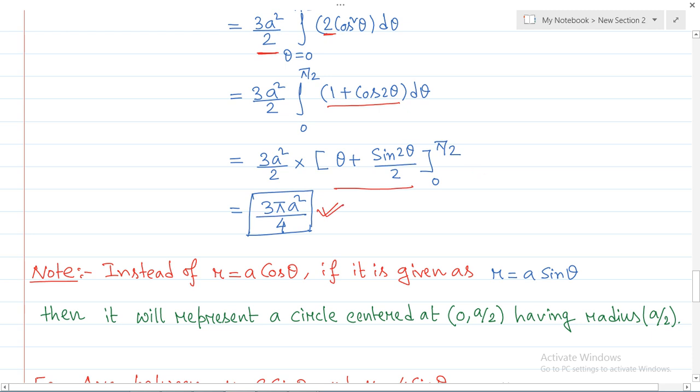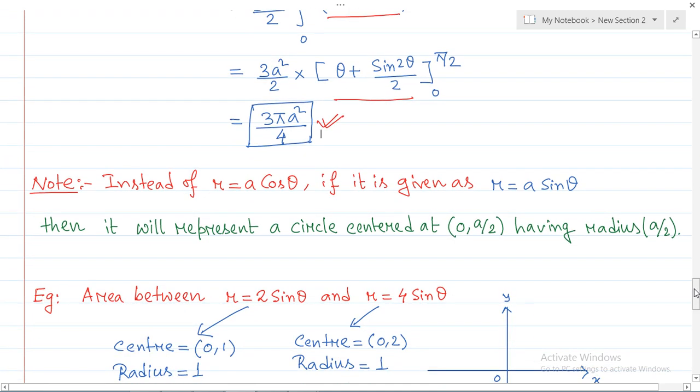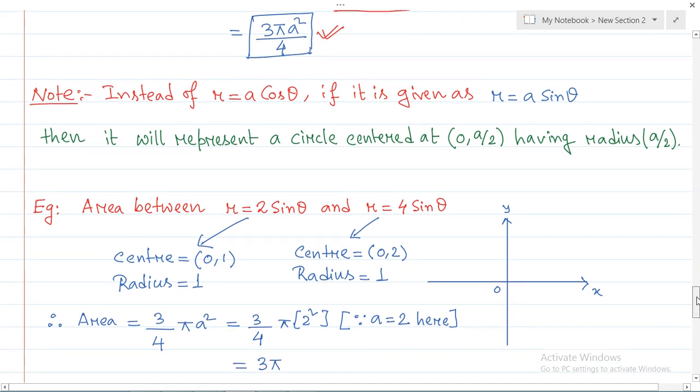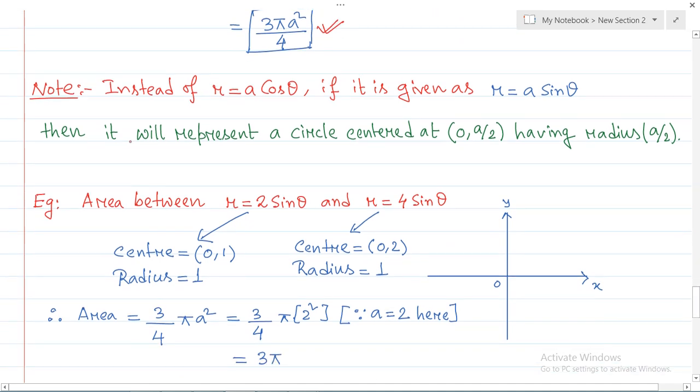It is very, very important for your exam. Instead of r equal to a cos theta, sometimes in the question it can be given as r equal to a sin theta. So what will be the structure for that? It will be the same, but only the position of the center is going to change. The center is going to be 0 comma a by 2. Now the center will lie on the y-axis if r equal to a sin theta is given.